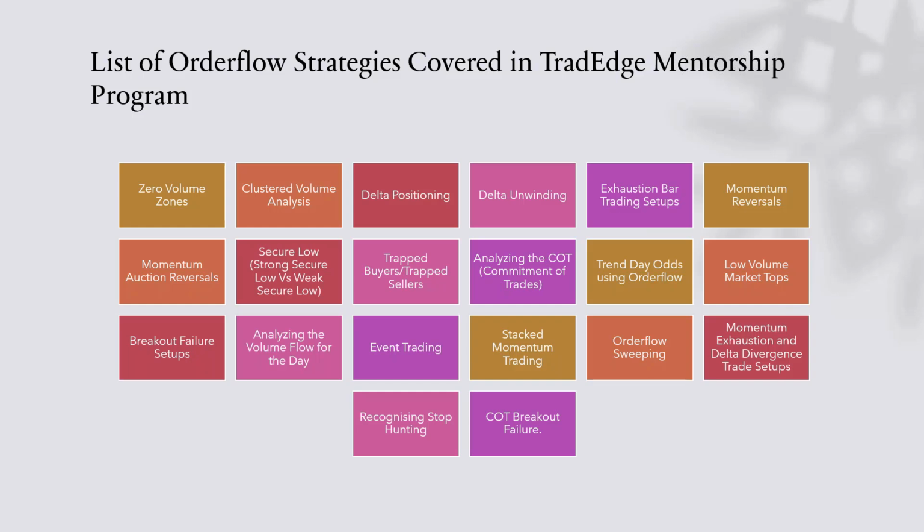Order flow sweeping: what does it mean, how we can exactly see whether an order flow sweeping algorithm is happening in the markets or not. And momentum exhaustions, delta divergence trade setups, recognizing stop hunting, how you can recognize order flow sweeping, COT breakout failure strategies, how to anticipate breakout failure using COT setups and using volume patterns. So these are the list of strategies which are covered.